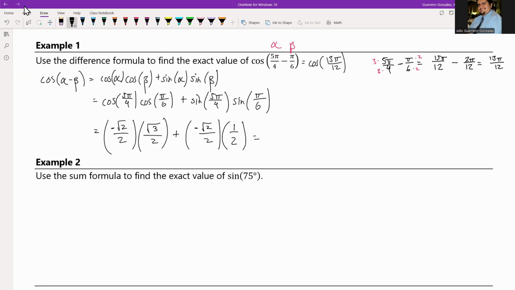You multiply these things out. If you do square root of 2 times the square root of 3, that's going to be the square root of 6. There was a negative out front. 2 times 2 is 4, plus, I'm going to leave it that way. Square root of 2, there's a negative out front. And then 2 times 2 is 4. So this is equal to negative root 6 minus square root of 2 over 4. We are done.